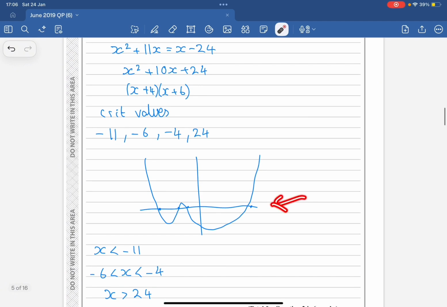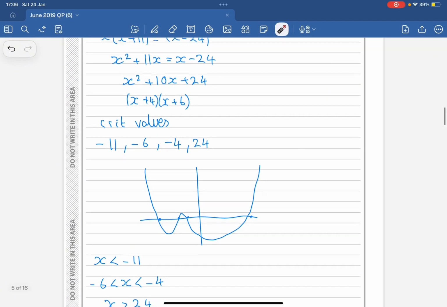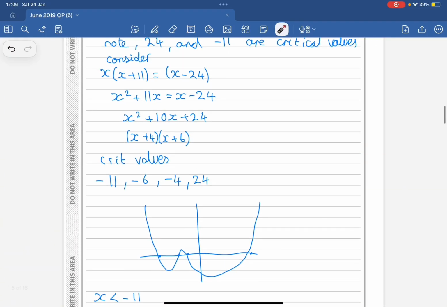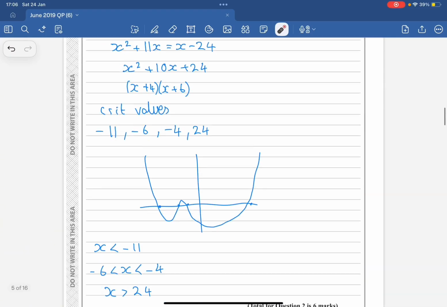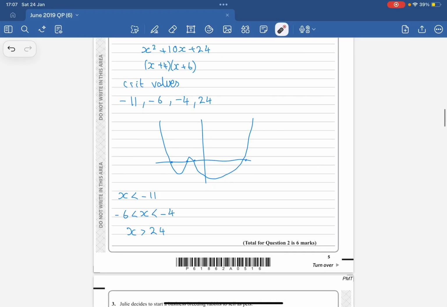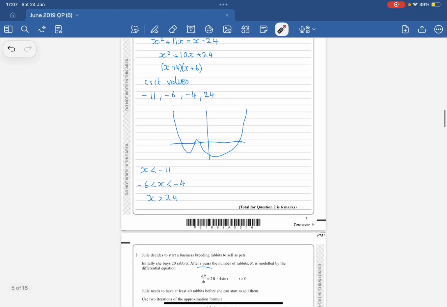Drawing our quartic, mine looks a bit hideous, but it is what it is. All we have to do is recognize where the graph is greater than 0. So it's greater than 0 before minus 11, in this region between minus 6 and minus 4, and greater than 24. So we just write these 3 things in. Could do it in set notation. That would look like curly bracket x greater than minus 11, and then blah, blah, blah. Just keep doing that. But yeah, that one was a bit nicer in my opinion.